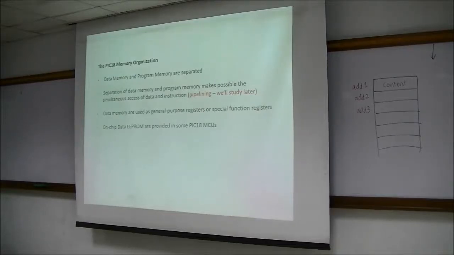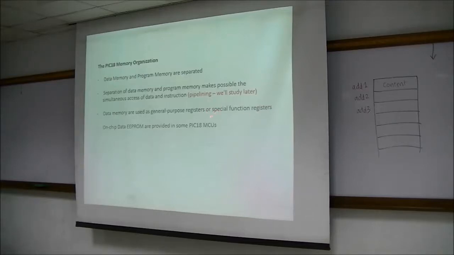So what kind of architecture are we dealing with? Harvard architecture. Data memory is used as general purpose registers or special function registers. These two terms were asked in the finals last semester. We'll see that also in a while. What is a general purpose register? The abbreviation is GPR. General purpose registers means, you see this data memory or data structure, the content you can use to store any data. From the name, it's a general purpose register. You can store any values.